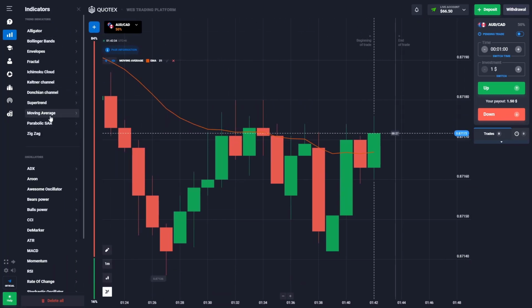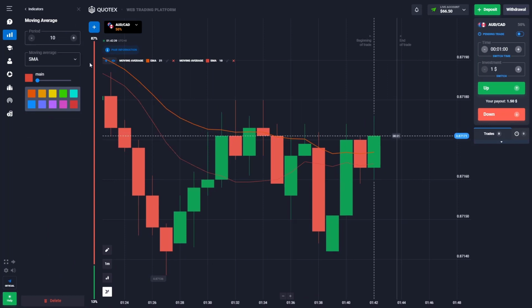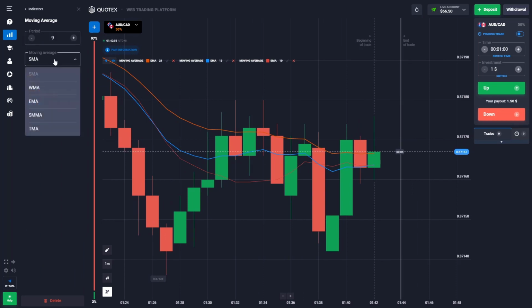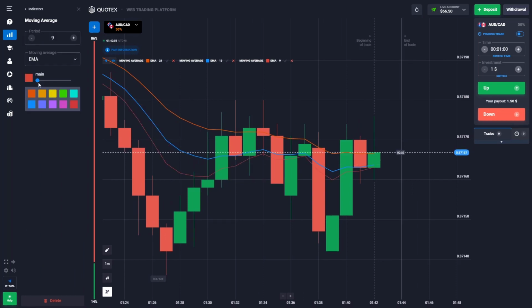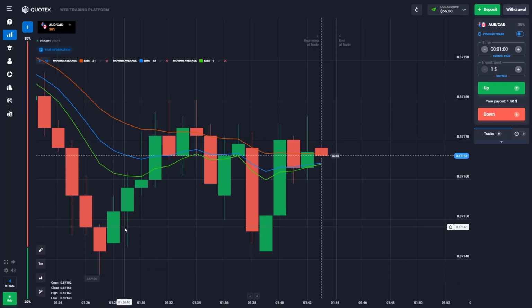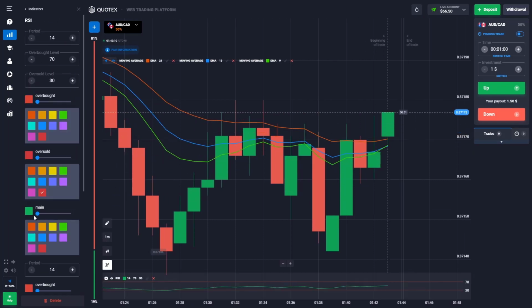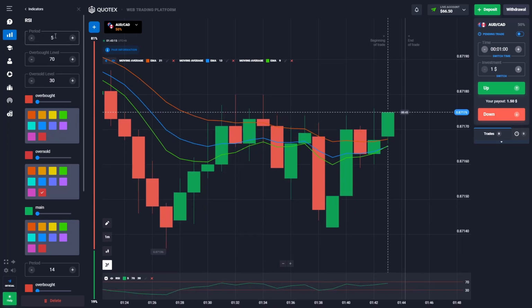Now let's add the second moving average. Period is 13, EMA, color blue, 2 pixel. And for the third moving average, period 9, EMA, color green, 2 pixel. Now we are going to add our last indicator, which is the RSI. And we are going to change the period to 5, and the overbought, we are going to choose color green. And that's it.